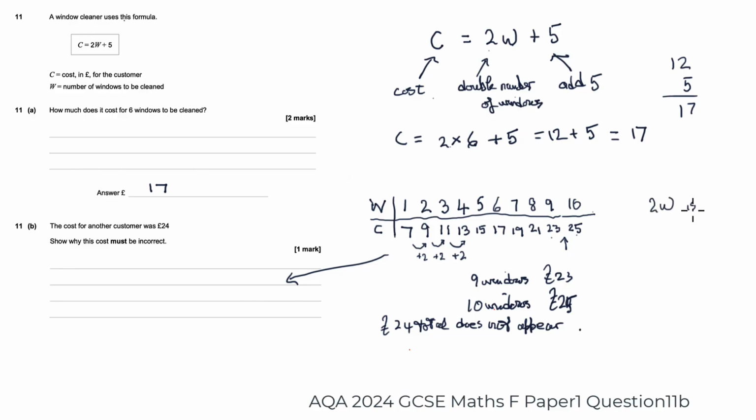2W is always going to be an even number. When we double 1 we get 2, 4, 6, 8. They're all even. We could say that 2W is always even. 5 we know is odd. And when you add an even and an odd number together, you're always going to get an odd answer. So 2W plus 5 is odd. All the totals will be odd.